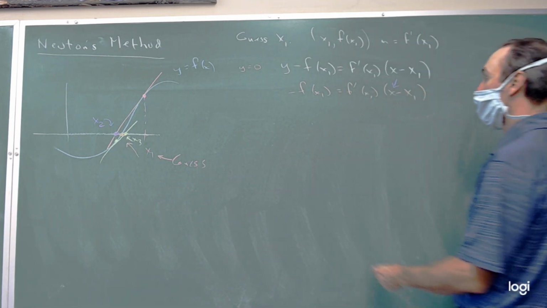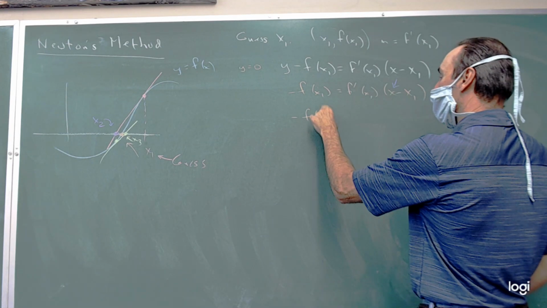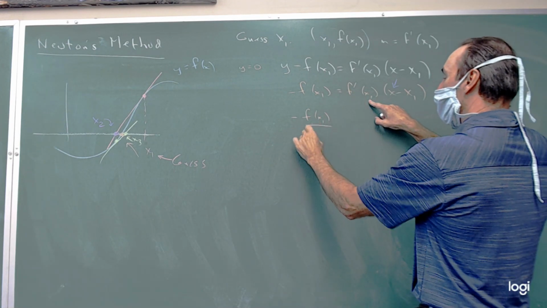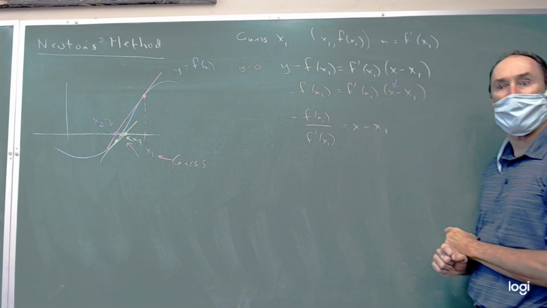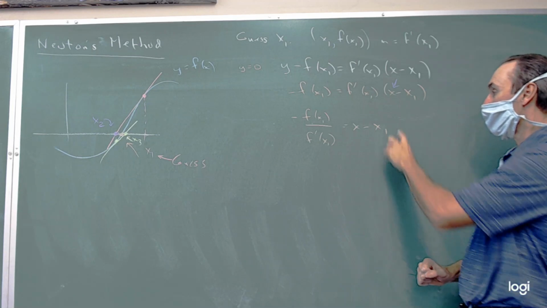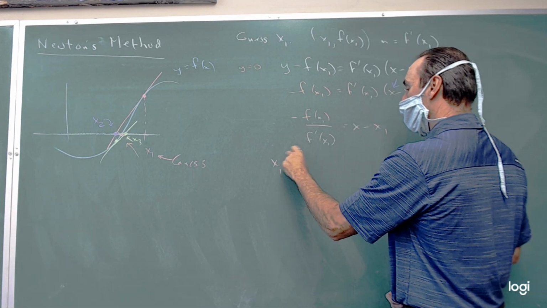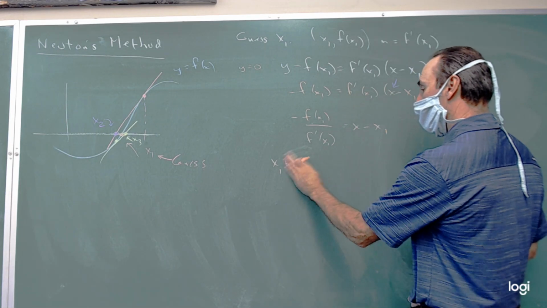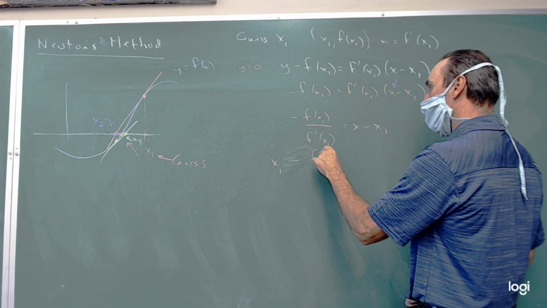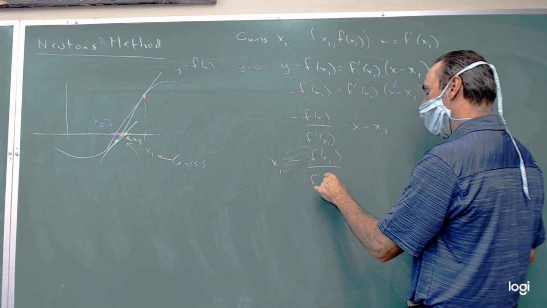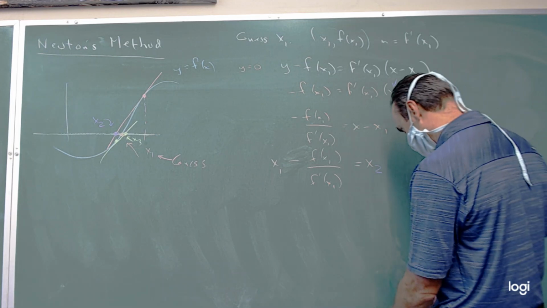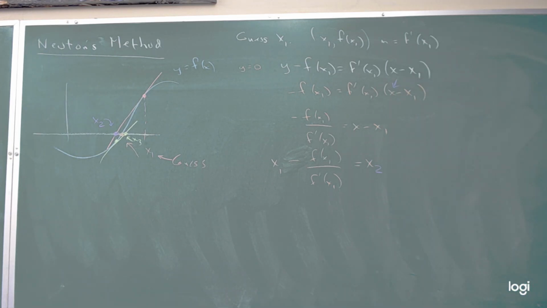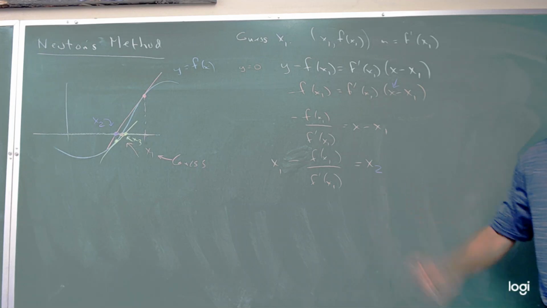So I'm going to unravel it. Here's our negative f of x of 1. I'm going to divide by the f prime of x1. So now we have x minus x1 left. Okay? And I add the x1 to the other side. So I have x1 minus f of x1 over f prime of x1. And this I'm going to call x of 2. That's my next approximation. And I'm going to do the whole thing over and over again.